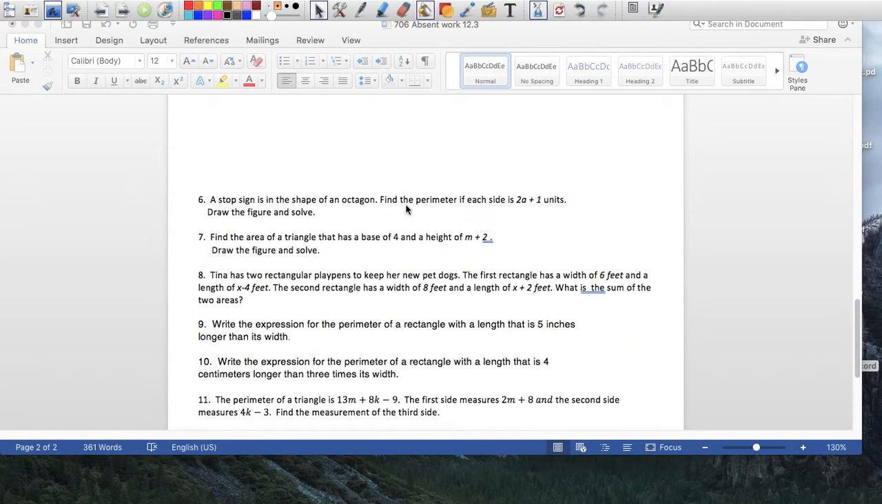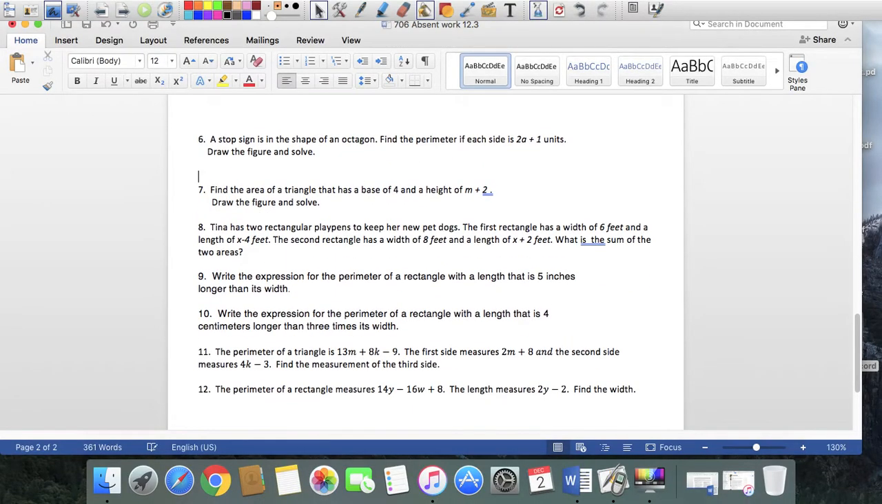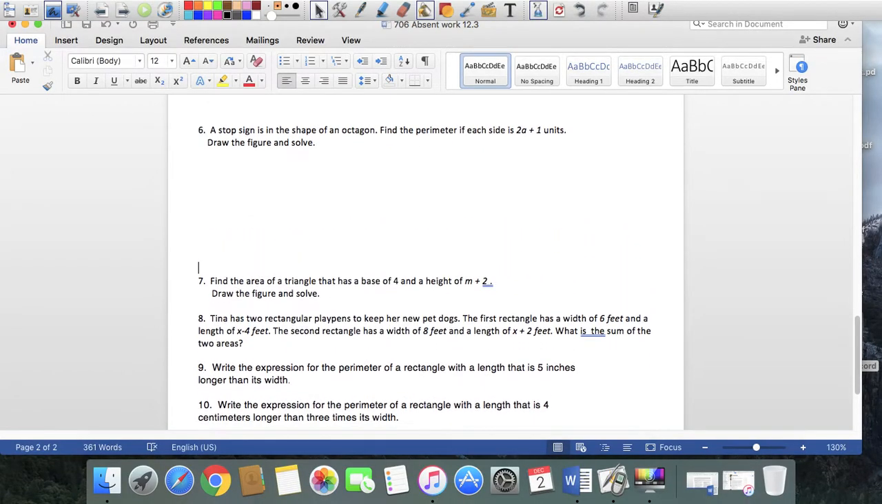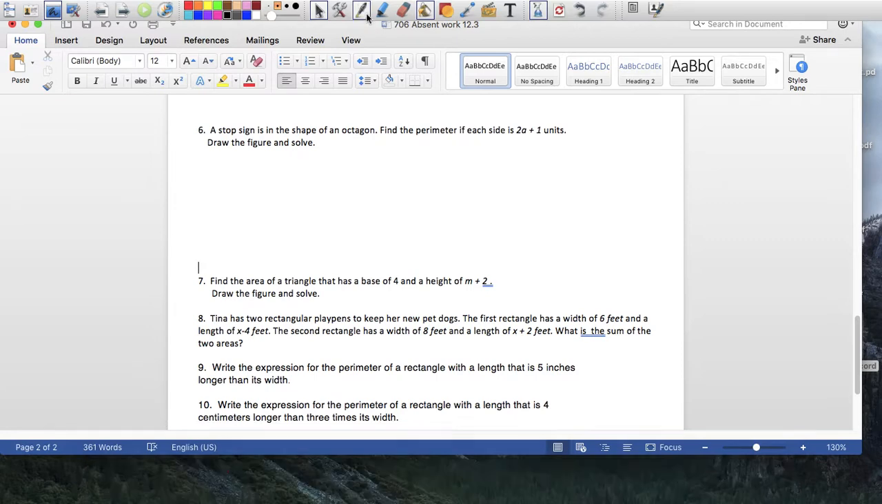6. A stop sign is in the shape of an octagon. An octagon has 8 sides. 1, 2, 3, 4. So I actually got a thing on to draw this. 1, 2, 3. I have no idea how to draw this. So something is 8 sides.